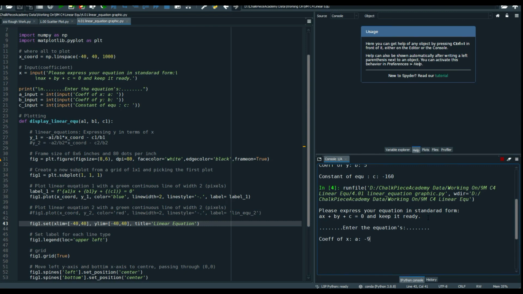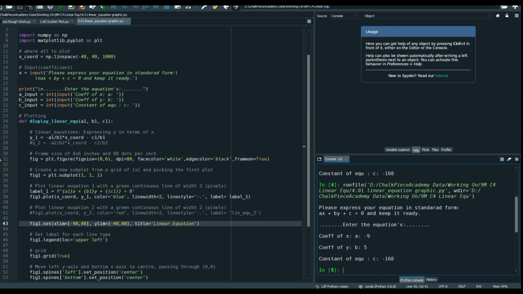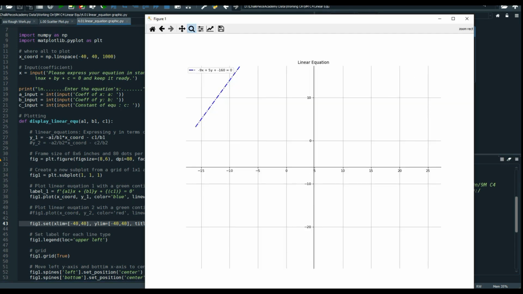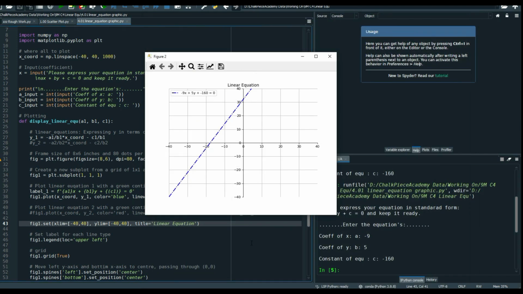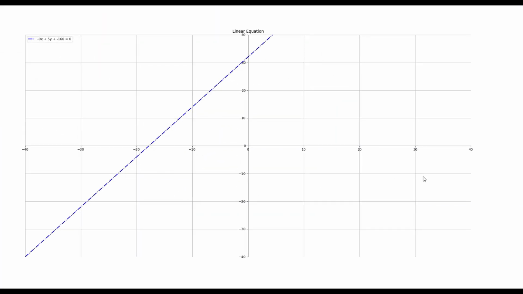Minus 9. Again, see, that's the point of technology, right? It will make things convenient. 5, minus 160. So this, and we have this. So, okay, it makes sense, right? So we have minus 40, minus 30, right? The graph is going everywhere.